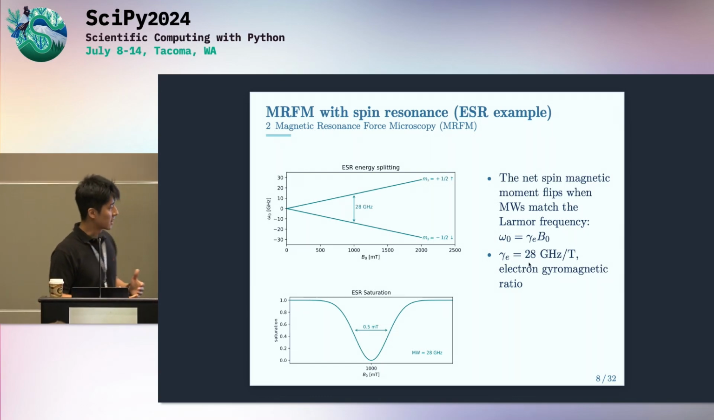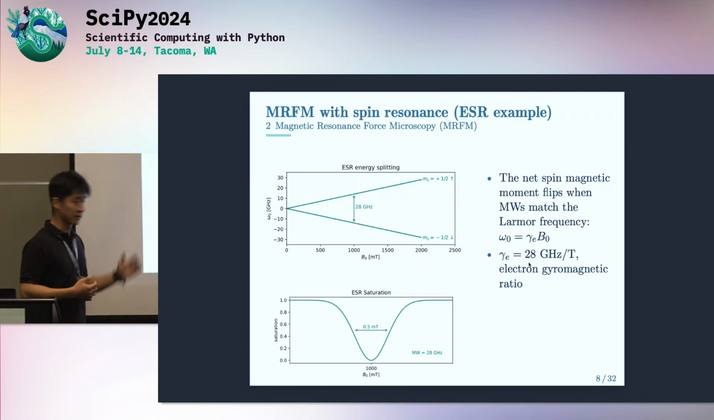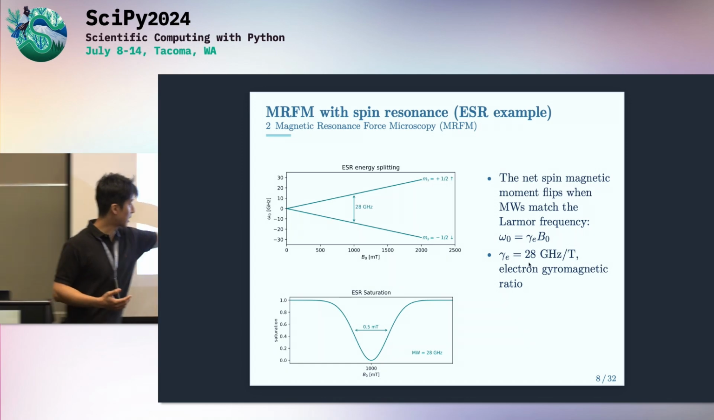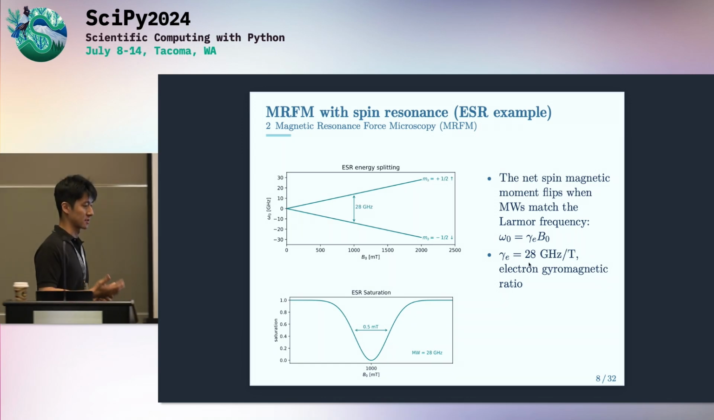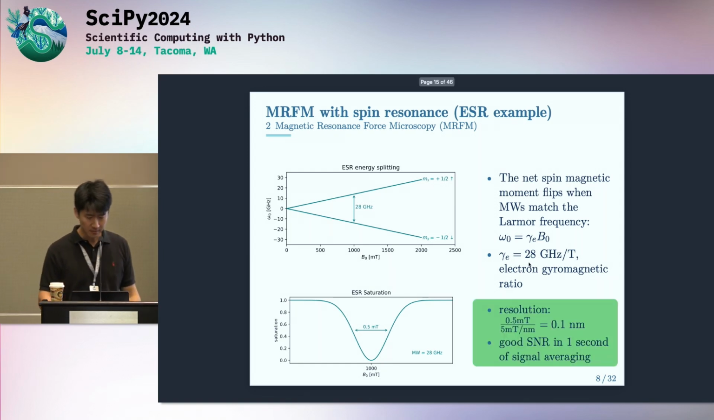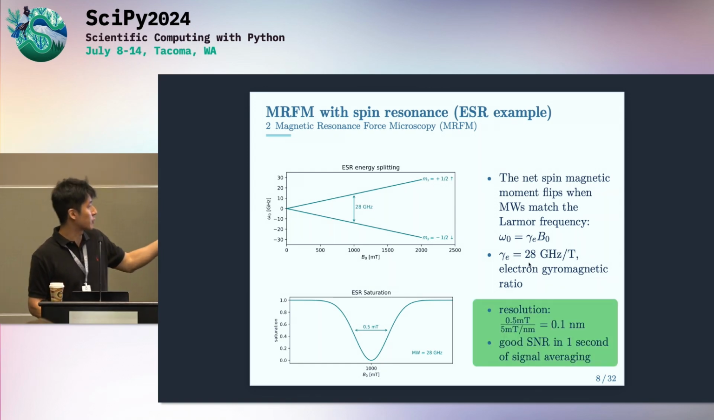Similarly, if we keep the microwave field at 28 gigahertz constant, at 1 Tesla you can flip the spin. What you see here also has a little line width. That's due to the relaxation, an intrinsic property of the spin. All these numbers mean we can actually get to a good resolution at 1 angstrom. And for this type of experiment, we can get really good signal to noise in 1 second of signal averaging.